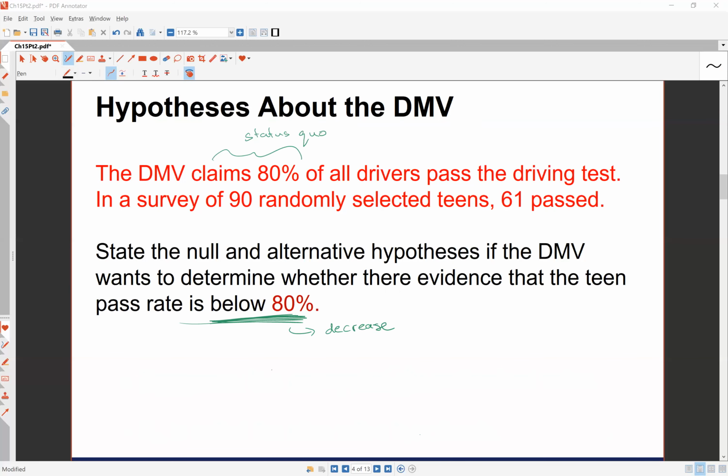So our null hypothesis will maintain the status quo. In this case, we're dealing with a percentage or a proportion. And remember that the notation for that is P. So we're saying that the proportion P under the null hypothesis is still equal to 80%, but under the alternative, the proportion is now less than 80%. And there you have it, a null and an alternative hypothesis. This should be the least complicated part of the testing procedure.